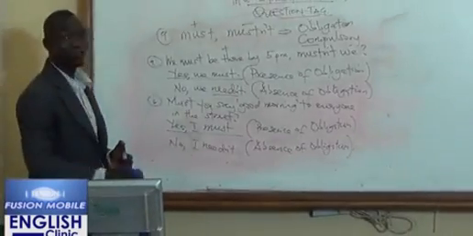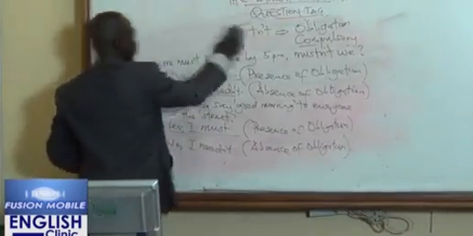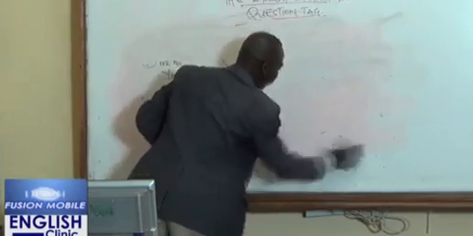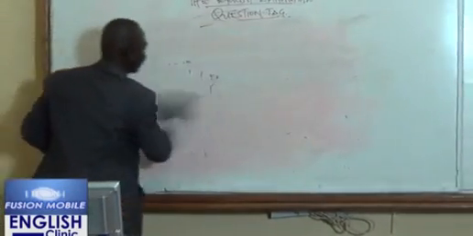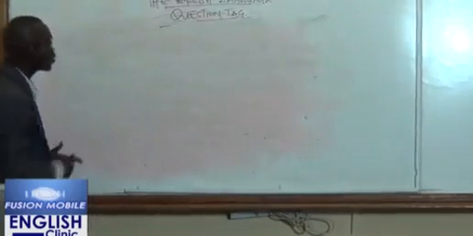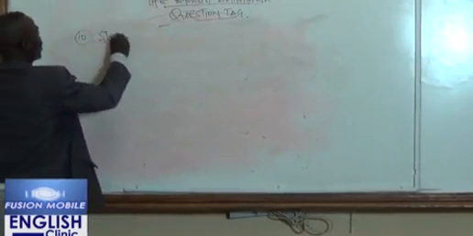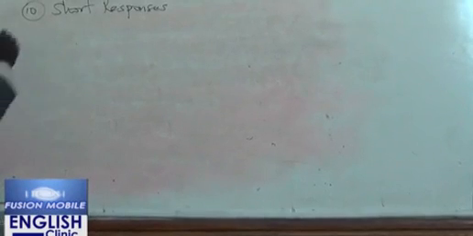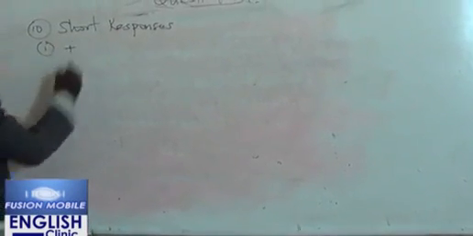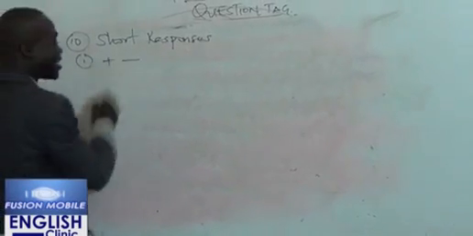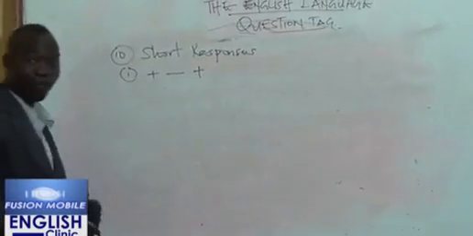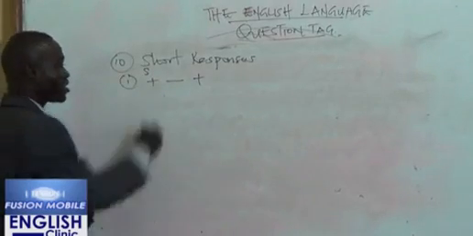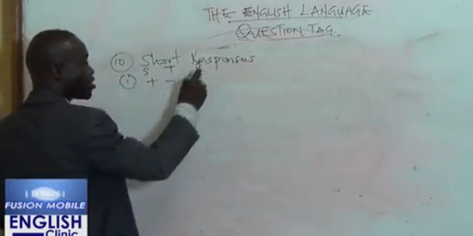We now go to the final rule of question tag, which is rule number 10. Rule number 10 has to do with short responses. There are two rules concerning short responses. The first rule says that when the statement is positive, the tag is negative, and the response is positive.